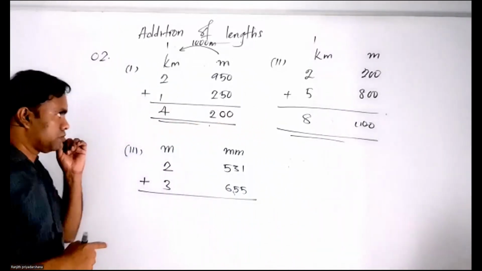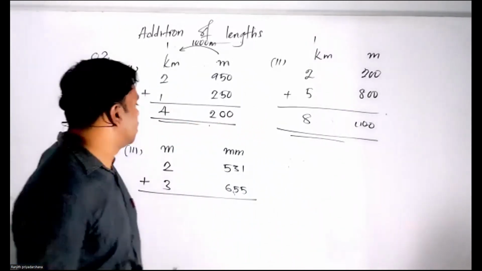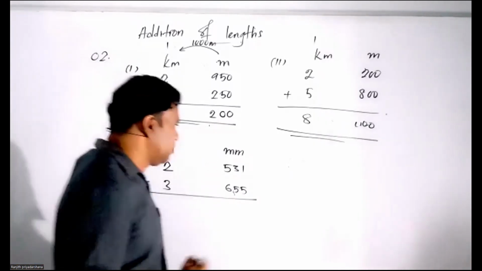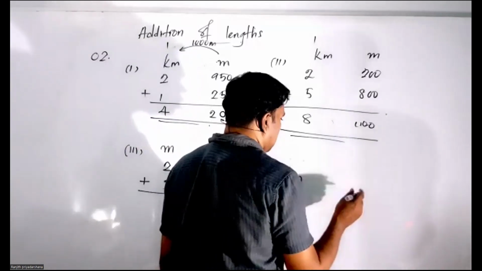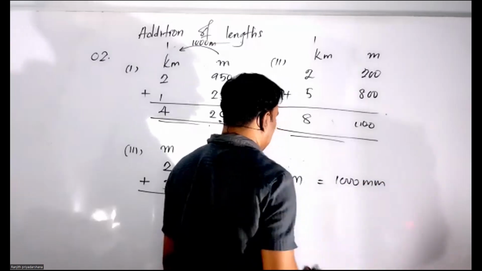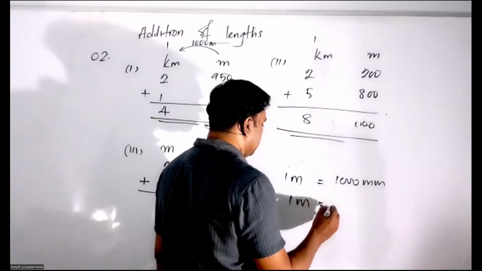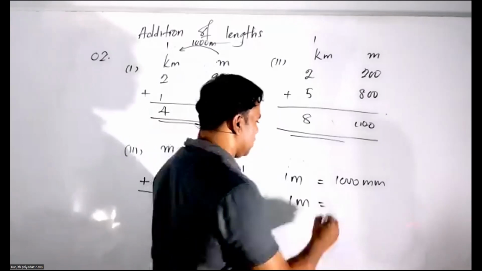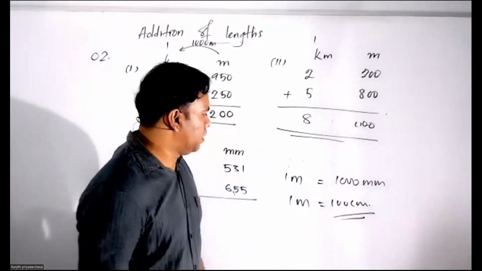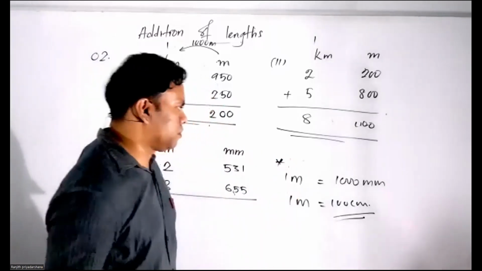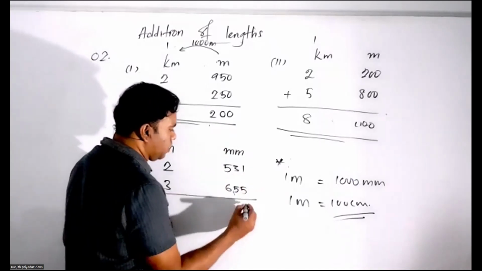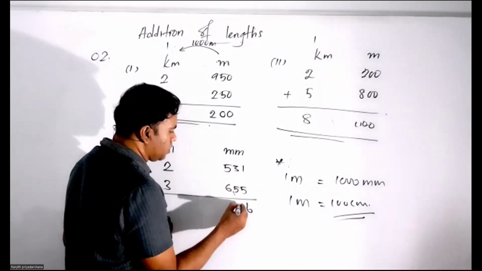What's the answer here? That's meter and millimeter. Yes, you know that 1 meter equals how many millimeters? 1000 millimeters. But you will confuse that 1 meter equals 100 centimeter. That's the well-known value. But here you have been given meter and 1000 millimeter, right? 5 plus 1 is 6. 5 plus 3 is 8.